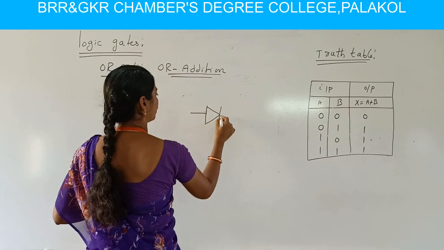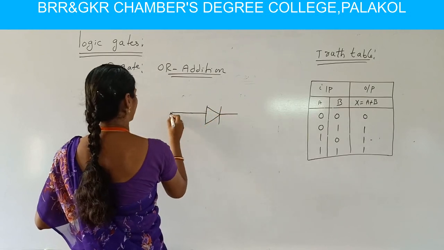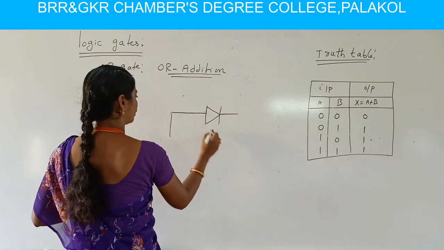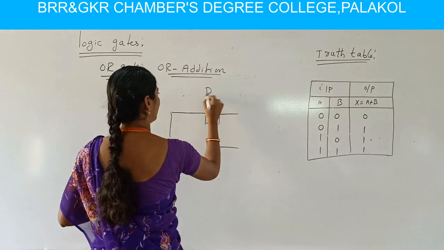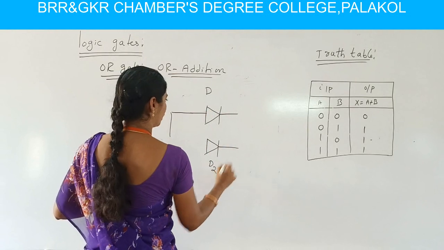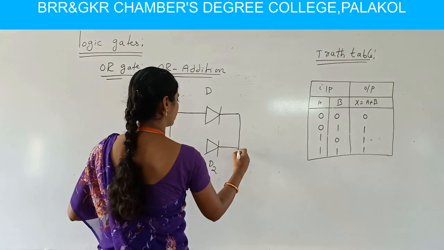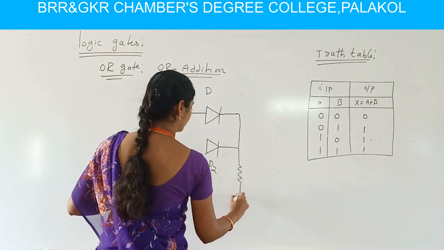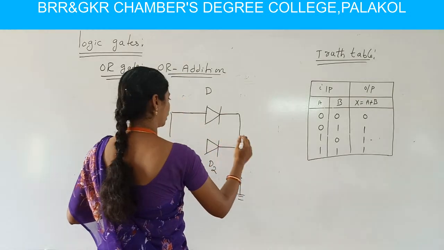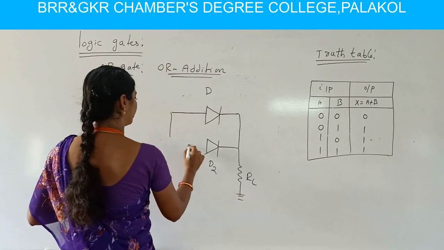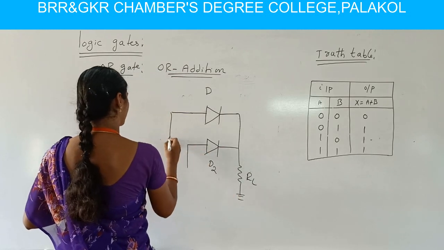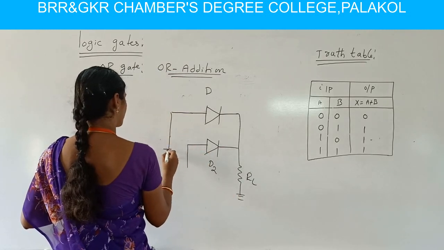Here D1 is one diode and D2 is another diode. These two diodes are here. These are anodes and these are cathodes. This is constructed with a load resistor RL, and we are giving the input voltages with the help of resistors.